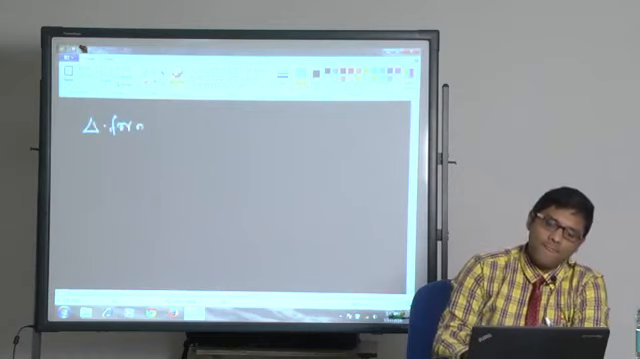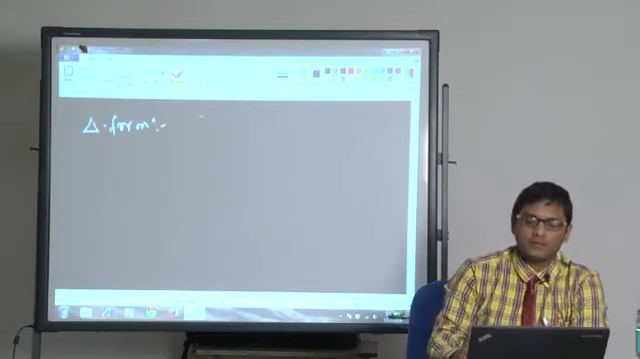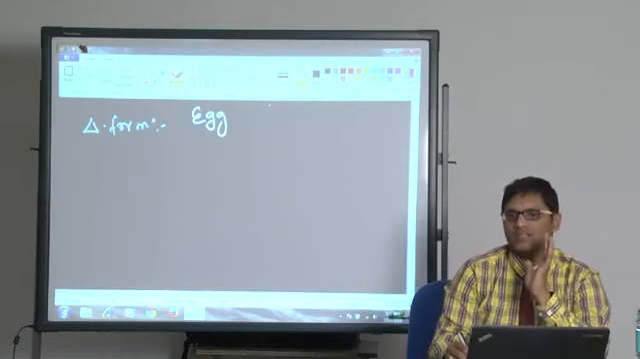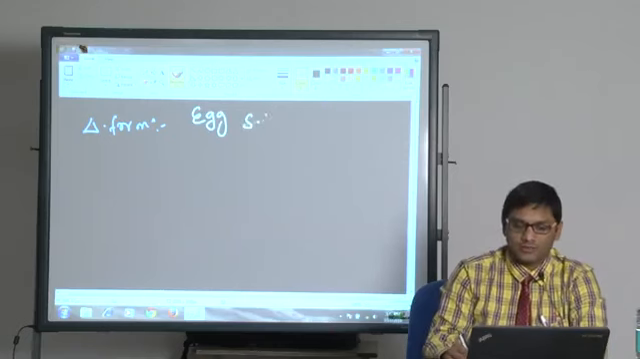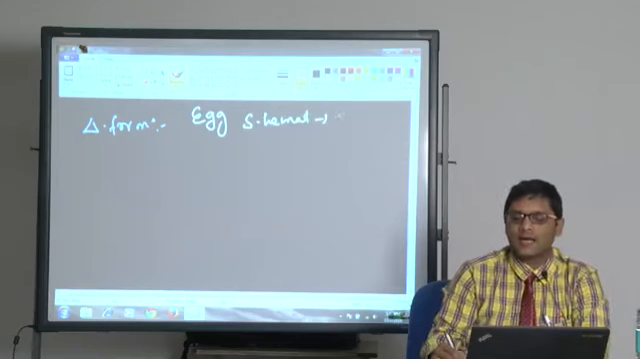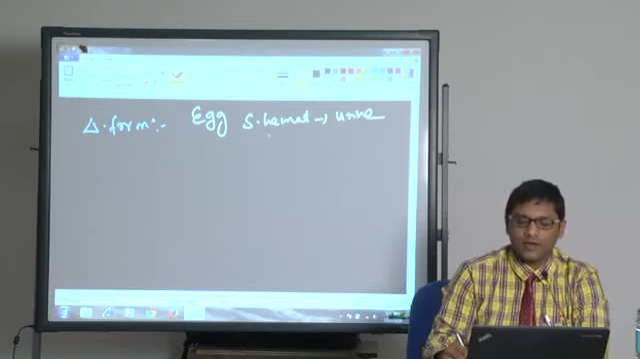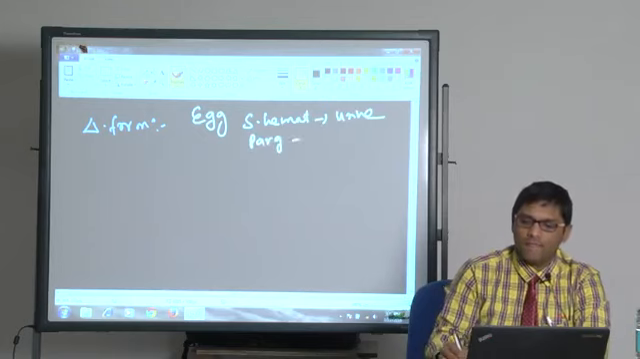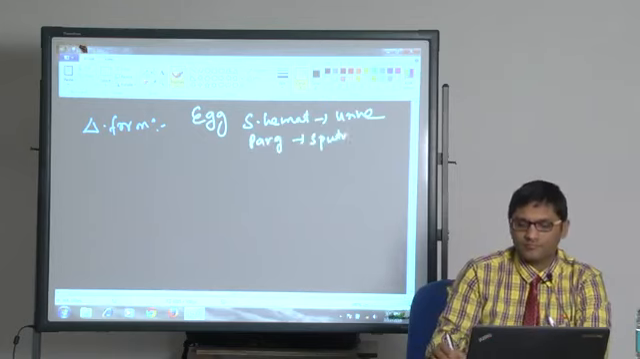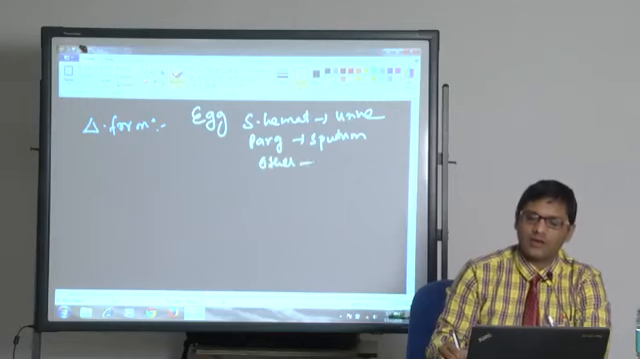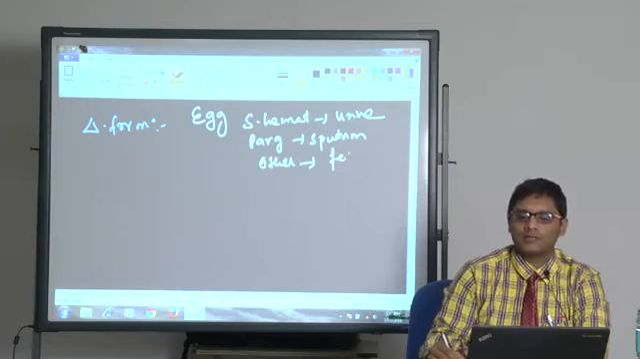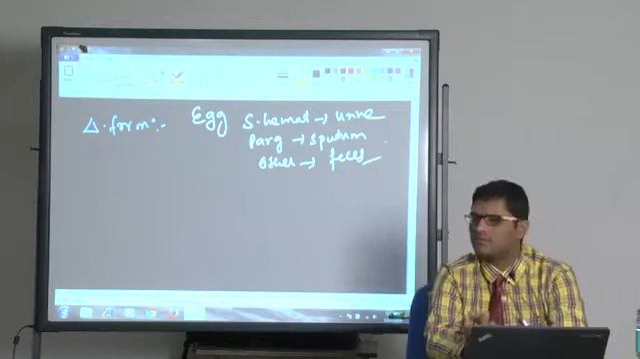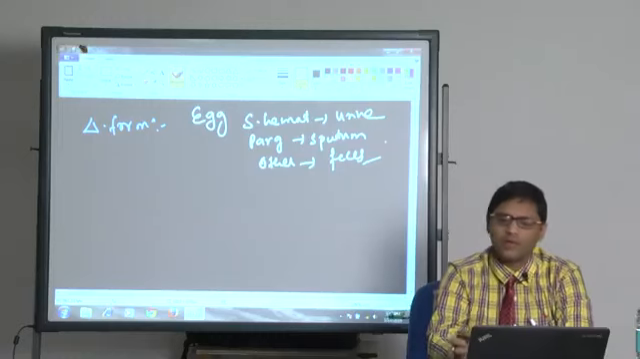The diagnostic form is egg. Only thing is the specimen is different. For example, for Schistosoma haematobium, egg is detected in urine, whereas for Paragonimus in sputum, whereas in most other trematodes it is detected in feces. The specimen is different, otherwise egg is the diagnostic form.